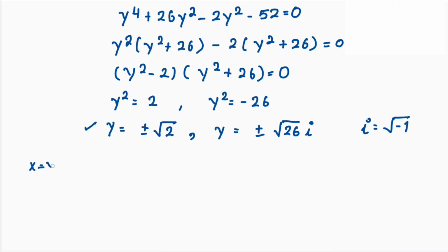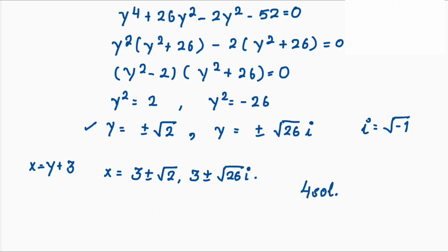Next, calculate for x, that is y plus 3. So x will become 3 plus minus square root 2 and 3 plus minus square root 26 iota. These are the 4 solutions of this equation.